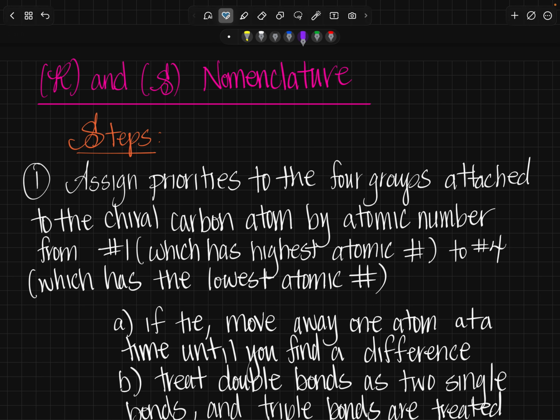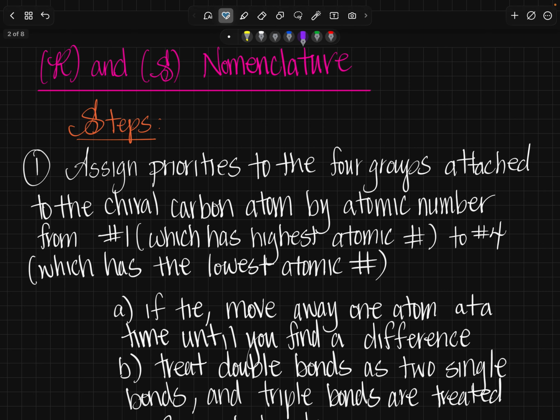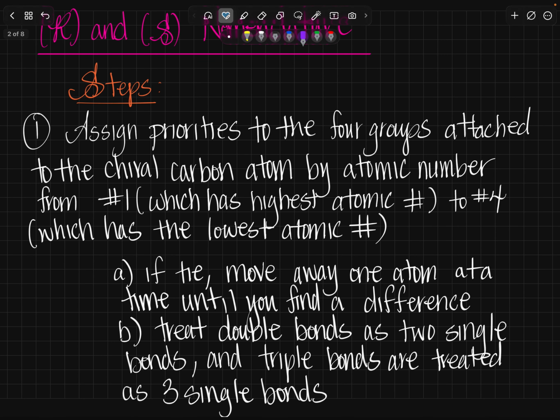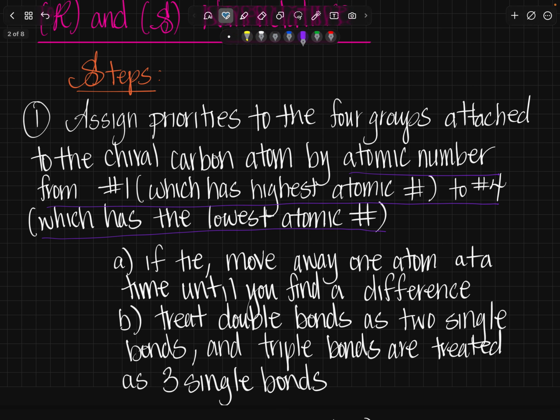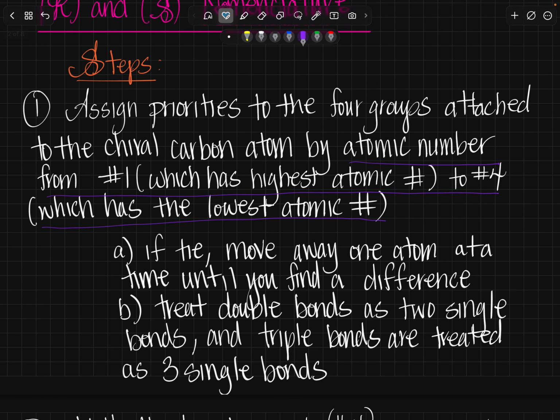Today we're going to be going over R and S nomenclature for asymmetrical carbon atoms. First thing to know about this, there are two important steps. Number one is assign priorities to the four groups attached to the chiral carbon atom by atomic number, from number one, which has the highest atomic number, to number four, which has the lowest atomic number. Okay? And there are two additional parts to this.